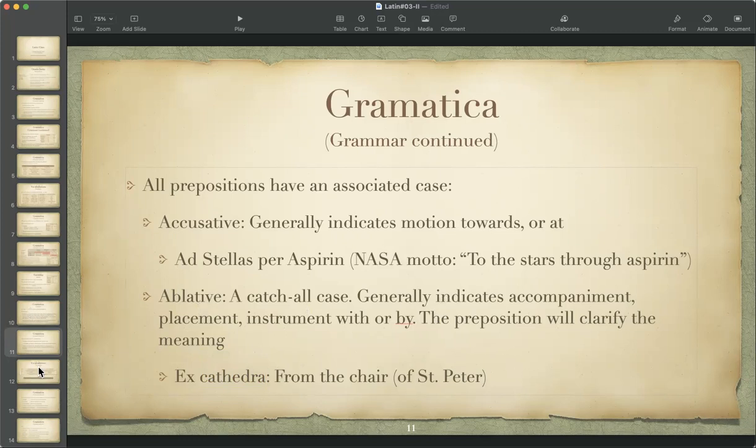Two things there, real quick. Similar to the NASA motto, in Catholic culture we say to Jesus through Mary. Yes, ad Jesum per Mariam.